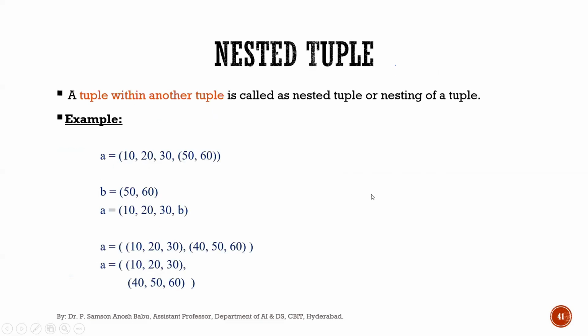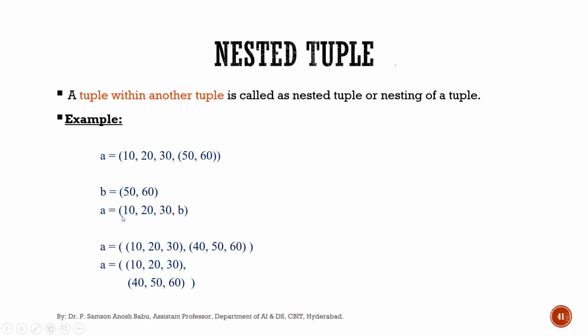Nested tuple. A tuple within another tuple is called a nested tuple or nesting of a tuple. Here a is one tuple, and inside that, 50, 60 is another tuple. So 50 and 60 stay in the tuple as another element. So this is called a nested tuple, a tuple within another tuple. We can also represent these 2 elements as another tuple, that is b equals 50 and 60.